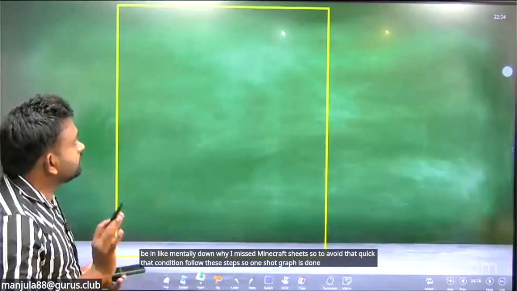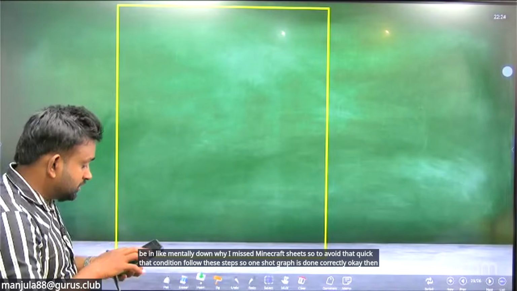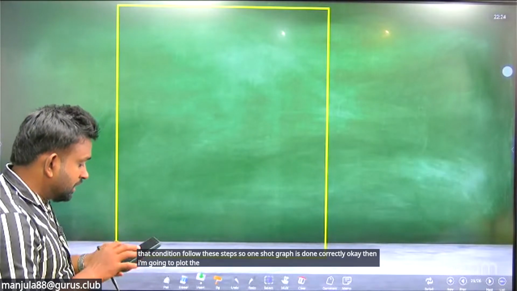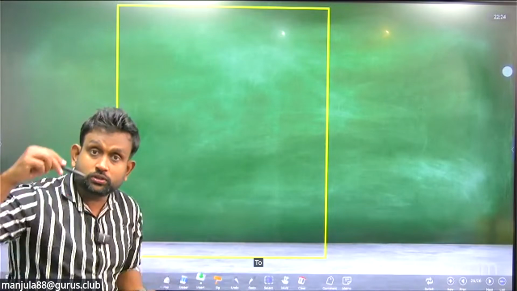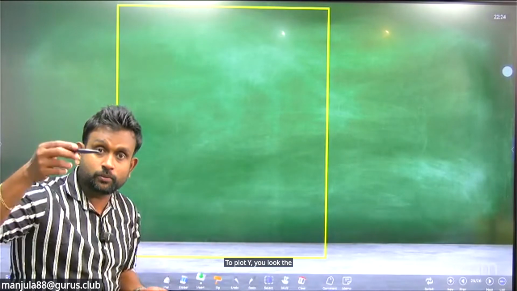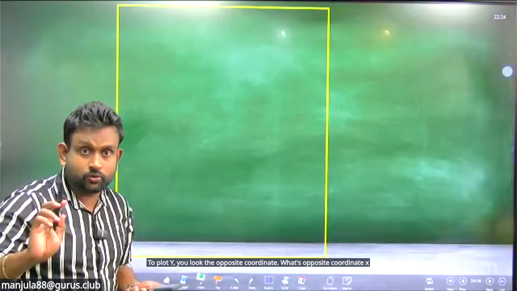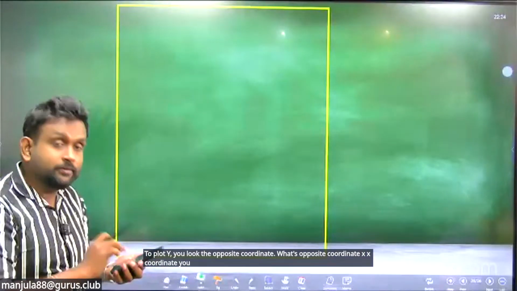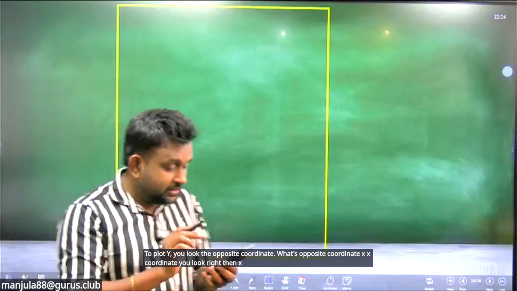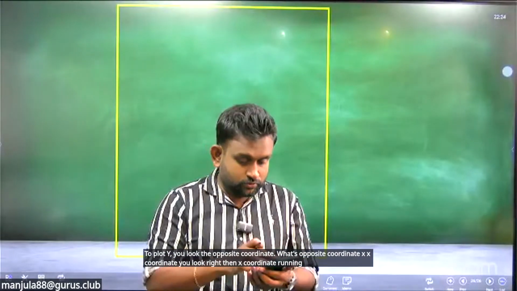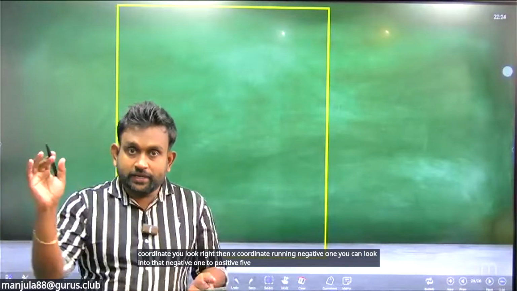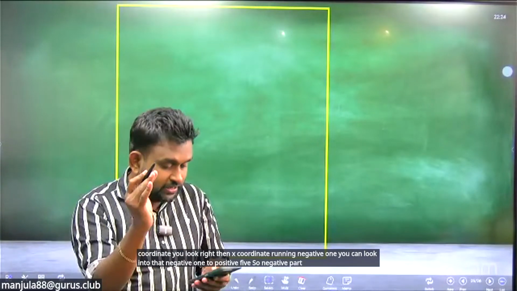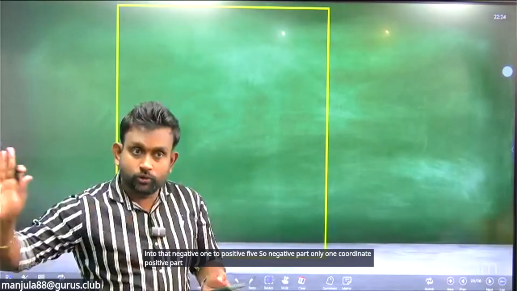Okay, then I am going to plot the y-axis. How to plot the y-axis? To plot y, you look at the opposite coordinate. What's the opposite coordinate? X. You look at the x coordinate. The x coordinate is running from -1 to +5. So in the negative part only one coordinate, and in the positive part five coordinates.